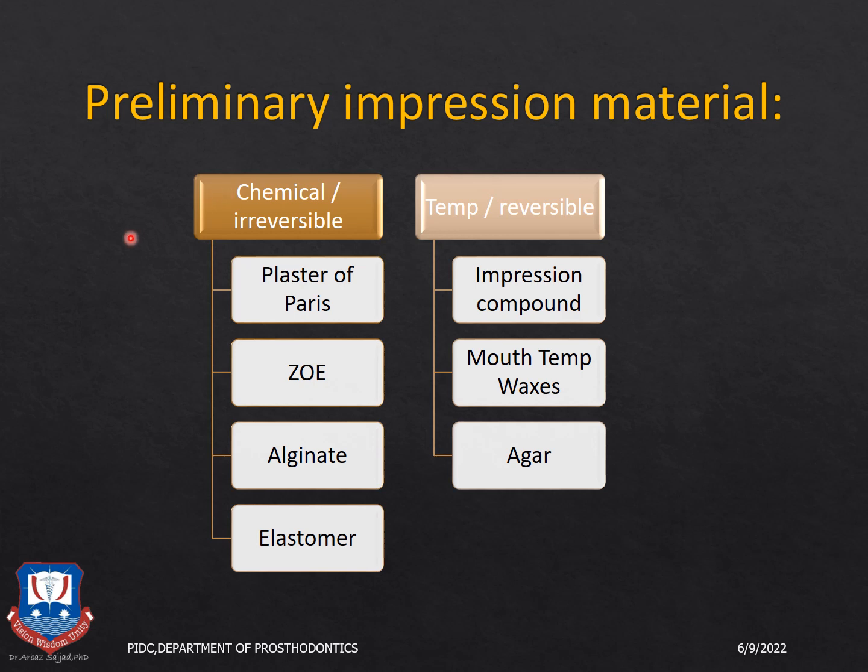So in irreversible preliminary impression materials, we have POP, that is plaster of Paris, zinc oxide eugenol, alginate, and elastomers. Zinc oxide eugenol is also known as irreversible hydrocolloid because it is an irreversible material. In reversible materials, we have impression compound, we have mouth temperature waxes, and agar agar. All of these are thermoplastic reversible impression materials. That is, they react to temperature, and when the temperature is raised they liquefy, and when the temperature is lowered they again turn to solids.